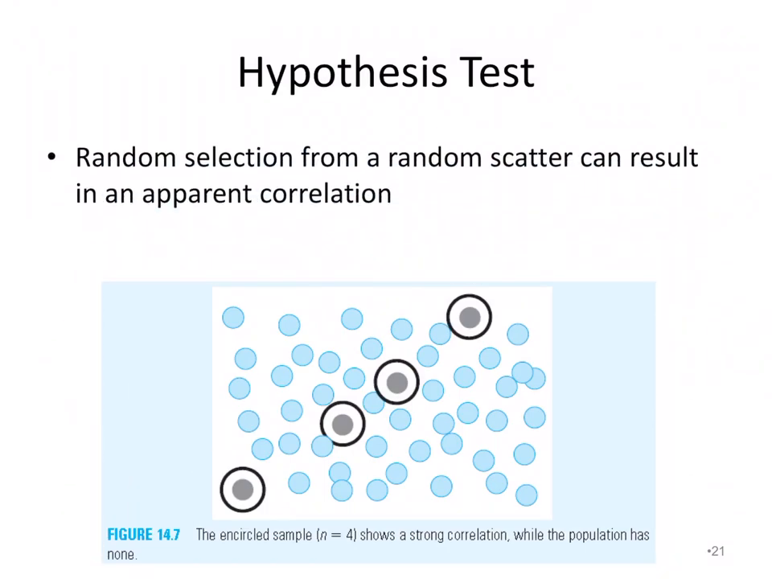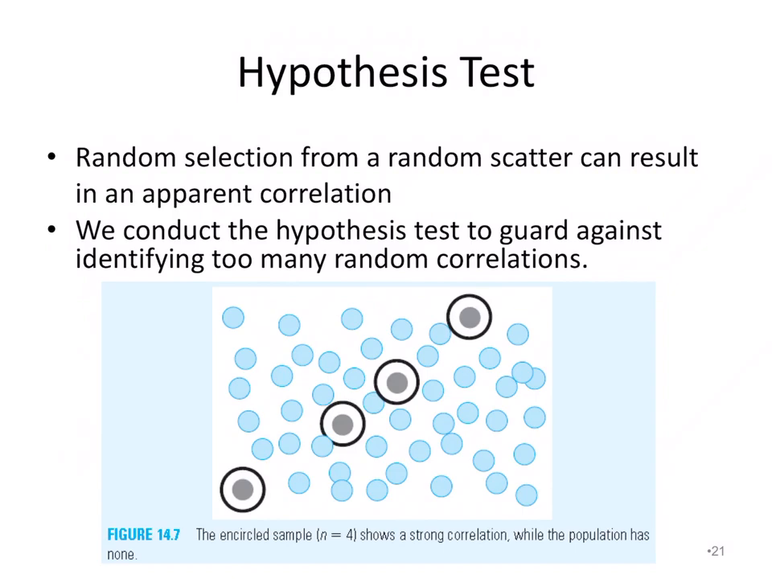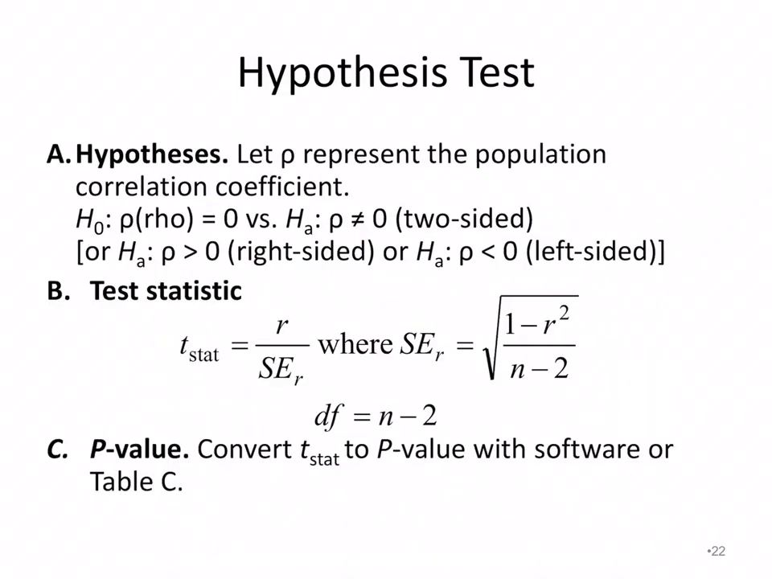So here we have hypothesis testing, and when we do hypothesis testing, randomly selecting from a random scatter can result in apparent correlation, right? So if you just randomly select these data points here, you can see that there might be a relationship. So we conduct hypothesis tests to guard against identifying too many random correlations. So how do we set up a hypothesis test? Well, we let rho, this symbol here is rho, not p. Don't confuse it with p. I know it looks similar when we type it out, but it's not p, it's a Greek letter.